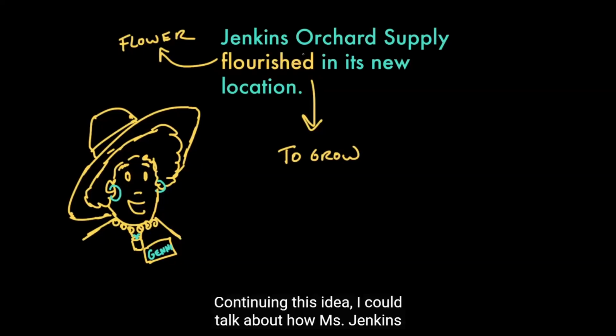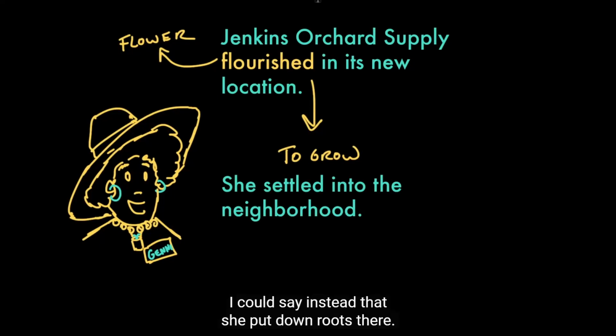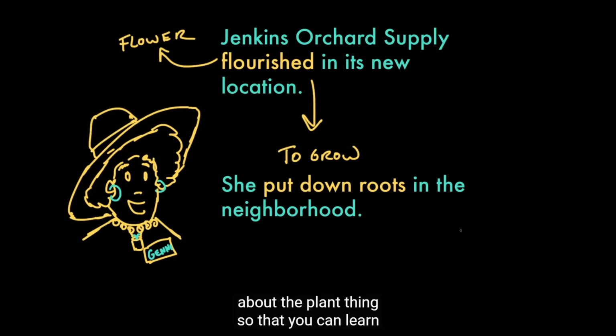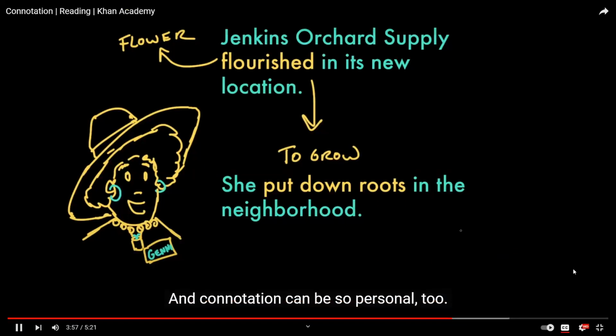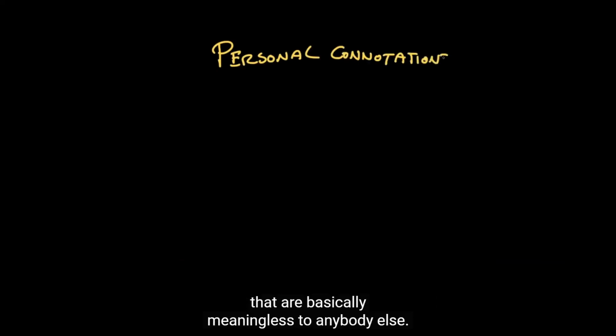Continuing this idea, I could talk about how Ms. Jenkins decided to settle on the location of her plant nursery, and rather than say that she settled into the neighborhood, I could say instead that she put down roots there. Now, these are kind of extreme examples. These nature words and expressions are getting kind of close to jokes or puns, but I'm trying to be extra obvious here about the plant thing so that you can learn to detect more subtle connotations in the future. And connotation can be so personal, too. There may be words that have important emotional resonance for one person that are basically meaningless to anybody else.